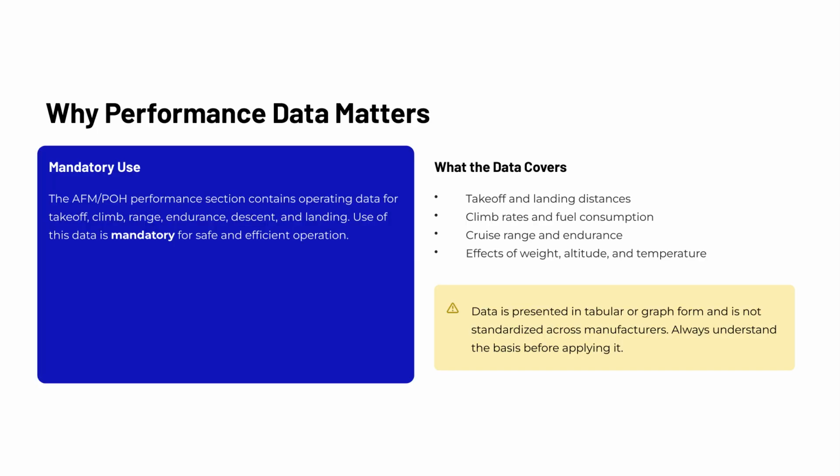Performance data found in the Airplane Flight Manual, or Pilot's Operating Handbook, isn't optional reading. It's mandatory information that directly supports safe and efficient flight operations. The performance section covers everything you'll need across all phases of flight, including takeoff and landing distances, climb rates, fuel consumption, cruise range, and endurance. It also accounts for the critical variables that affect aircraft performance: weight, altitude, and temperature.